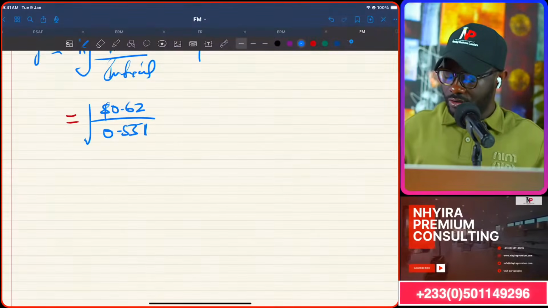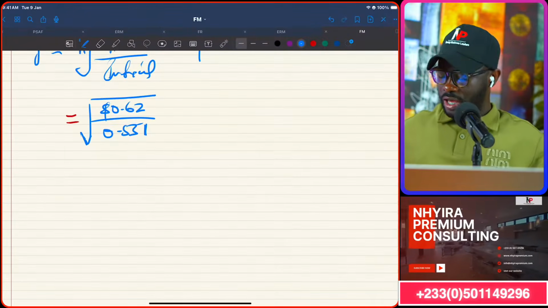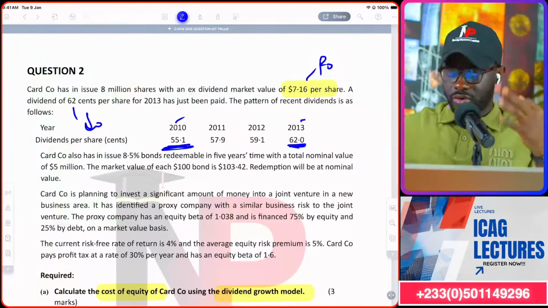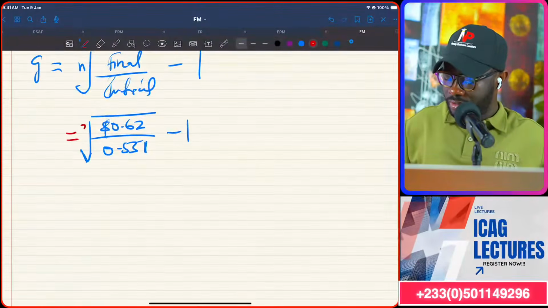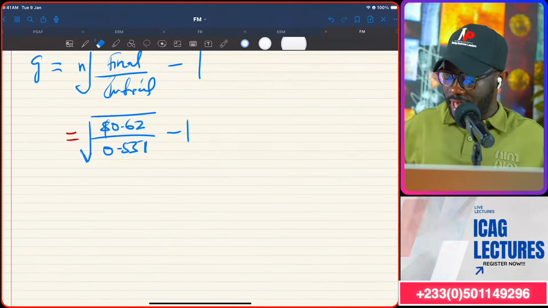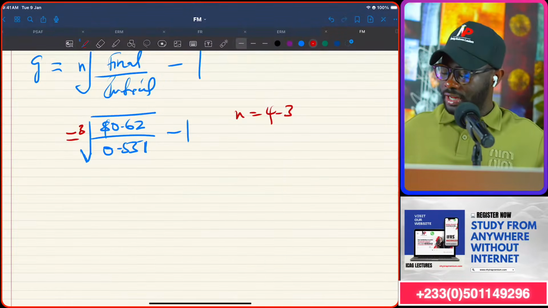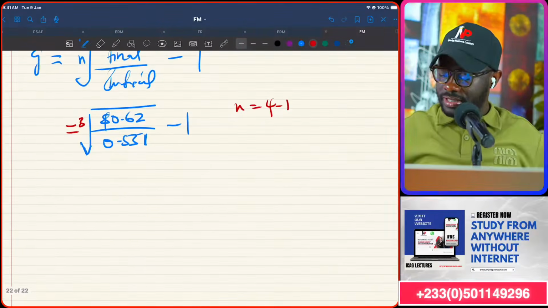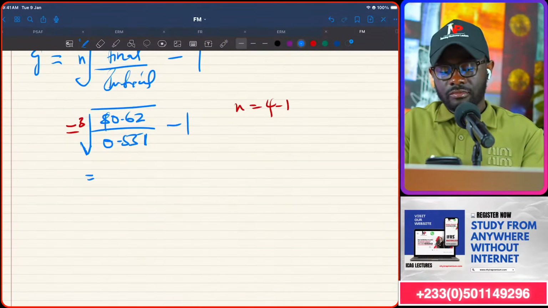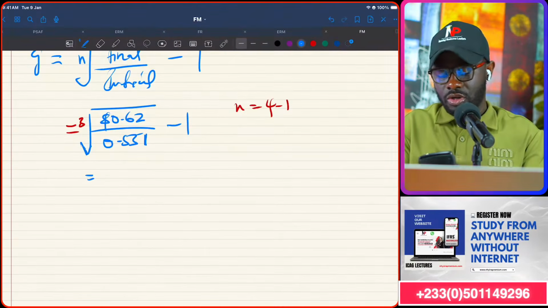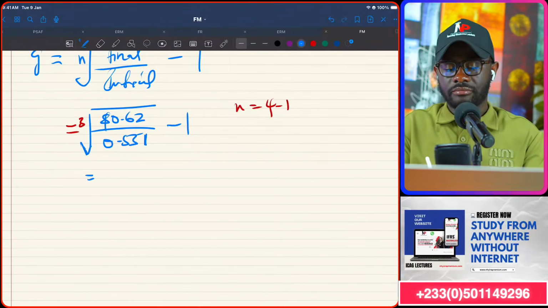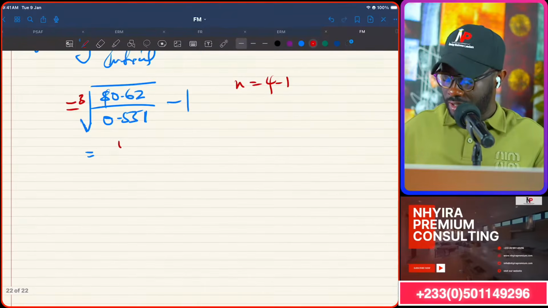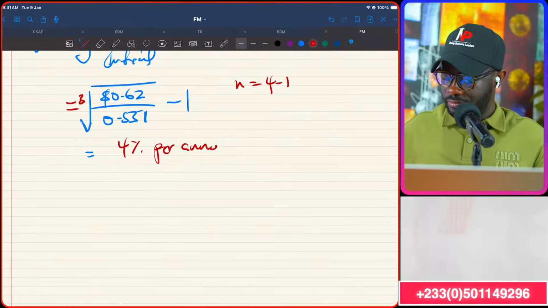Now, the root sign is going to be what root? We have 4 years, so 4 minus 1 will be 3. So n here is 4 minus 1, the number of years minus 1. This is in percentages, so we punch that out: the cube root of 0.62 over 0.551, minus 1, times 100, and that gives us 4% approximately. So the growth rate is 4% per annum.